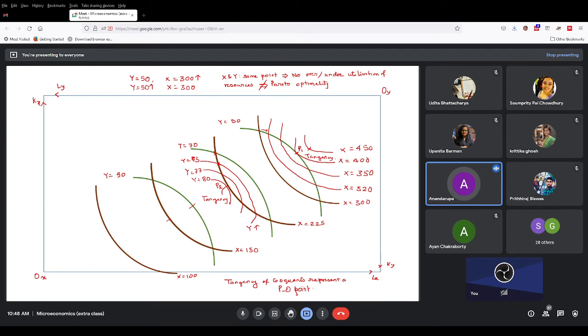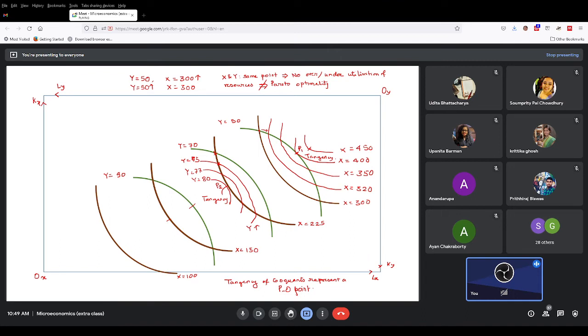The quantities of X and Y are changing. Not proportion. Be accurate, be simple. The output levels. How is it changing? What is happening to X? It's reducing, and Y is increasing. Exactly. If only X was falling, we could have said it was Pareto inferior. If only Y was increasing, we could say it was Pareto superior. But what is happening? One commodity is decreasing, the other is increasing.